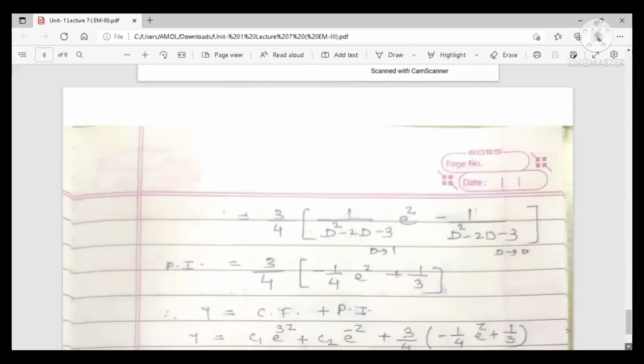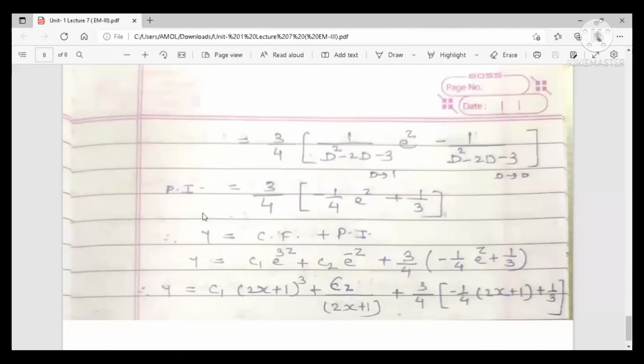3 by 4, this term is constant, so write it down as it is, in bracket 1 upon D square minus 2D minus 3 into e raised to z minus 1 upon D square minus 2D minus 3. Okay, separate both the terms. PI is equal to 3 by 4 as it is.